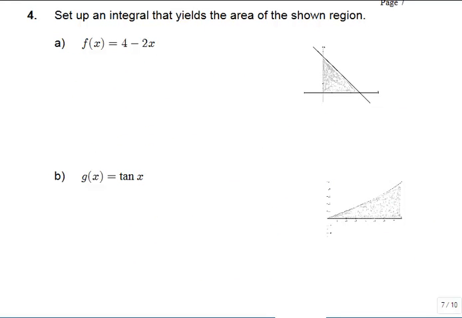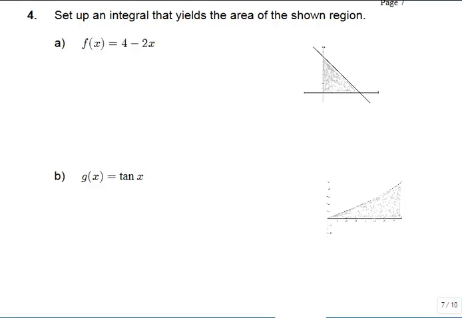All right, so that whole process of using the limit definition of the area is very tedious to do, but sometimes, at this point, that's all we have available to us. In these next examples, we're going to see if we can find a few shortcuts to help cut down on a little bit of that work. Now for these first two, all we're going to do is set up an integral that would yield the area shown in the region.